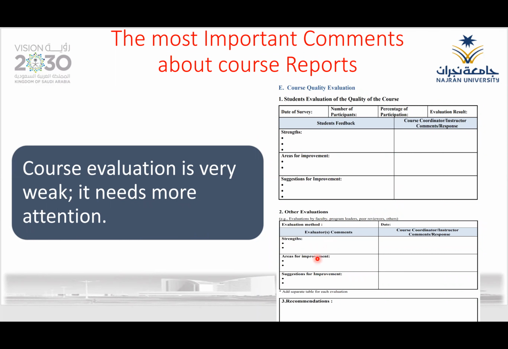So we have to write about, for example, the evaluation method, we are course coordinator, the date, for example the whole semester, the strength, what they found, area of improvement, suggestions. Then we write what our actions or recommendations or response to that are. There could be other evaluations, like program leader, head of department evaluating the course, or peer review. If we have different evaluations, we have to copy a different table from this one. They said maybe in some courses we are not writing something, sometimes we leave this part empty. This is why they wrote that course evaluation is very weak, it needs more attention.